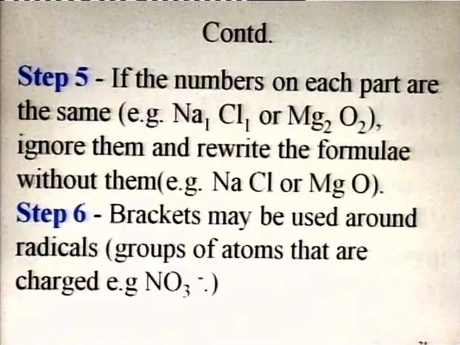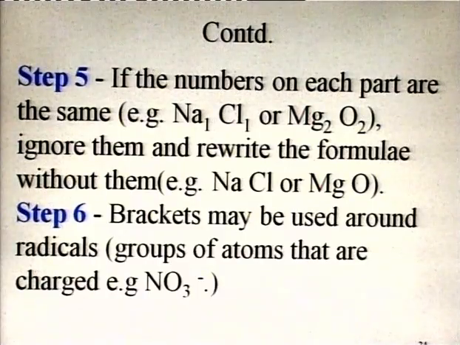Next step is, if the numbers on each part are the same, for example Na1Cl1, Mg2O2, ignore them and rewrite the formula without them, that is, taking out the common factor and then writing down the formula.